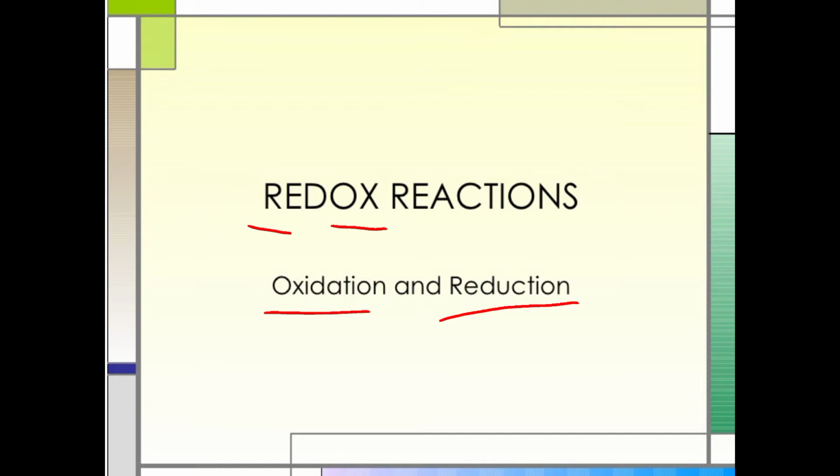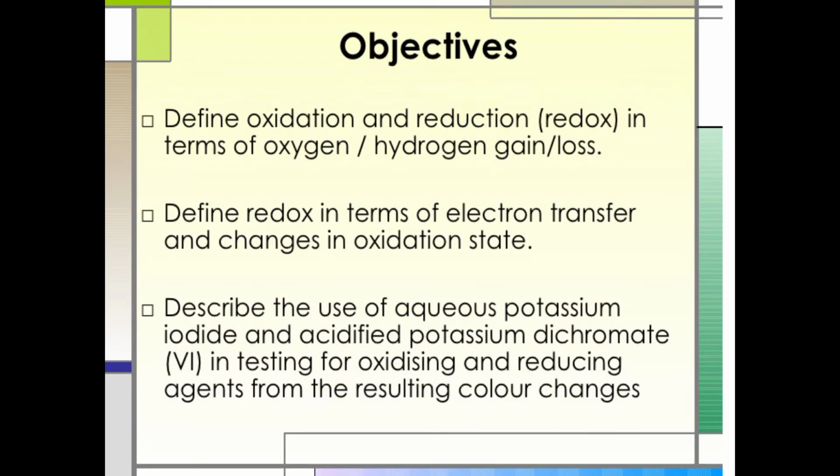You may know so many definitions of oxidation and reduction, from our lower classes. By learning this lesson, you will be able to define oxidation and reduction, and we will see how to identify oxidation numbers for various substances. Okay, we'll start. So the first objective is to define oxidation and reduction in terms of oxygen and hydrogen, or gain or loss.